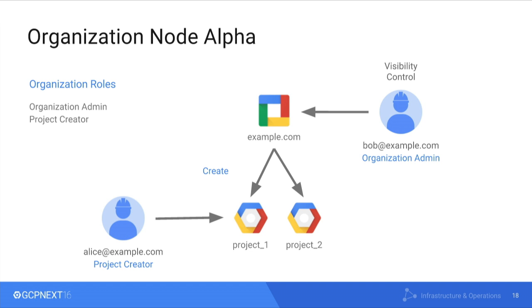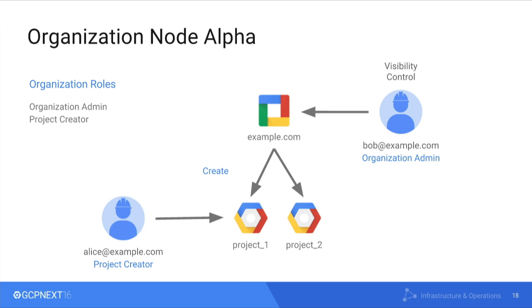Some of you have been a GCP user for a while, and you know as your usage grows, you might end up with a large number of projects. And then it can get a little unwieldy to manage at scale. And that's why we have introduced now the organization node. The organization node is a layer that sits above your projects. It's a company's root node for managing your GCP resources.